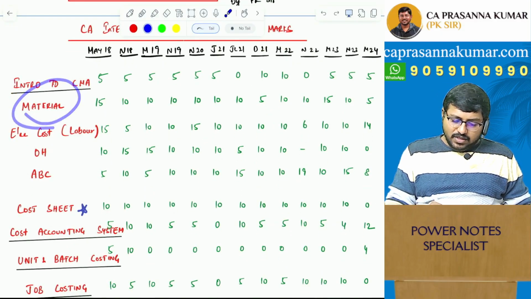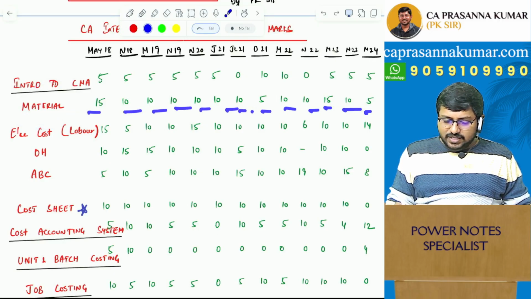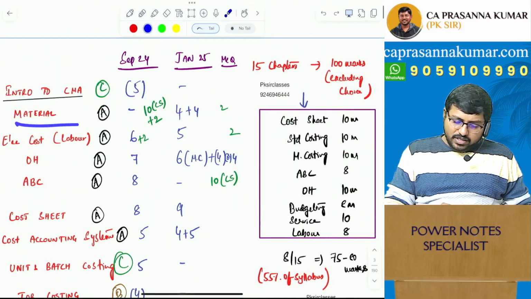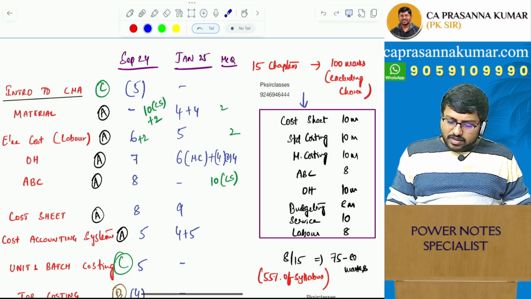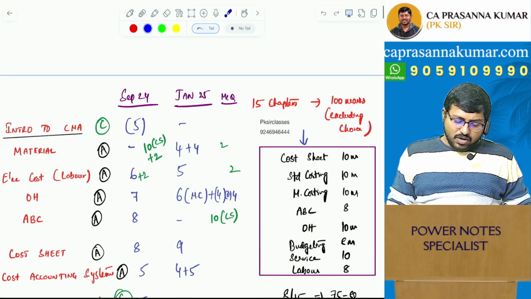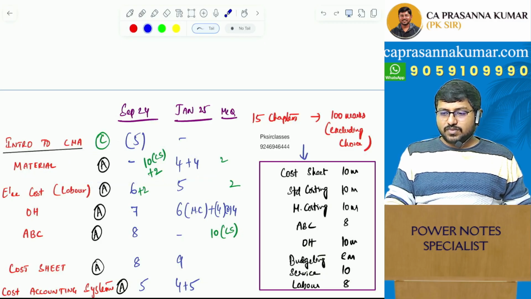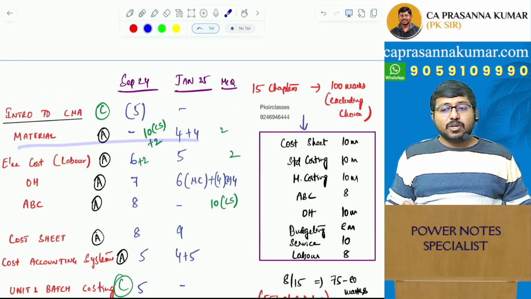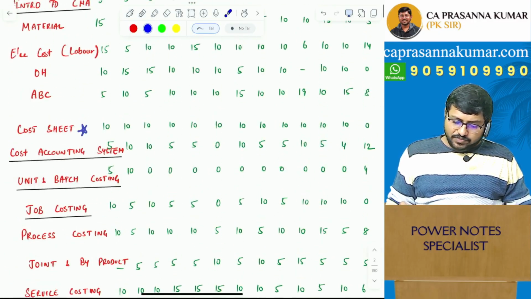Next, material. Of course, a very important chapter: 15, 10, 10, 10, 10, 10, 10, 5, 10, 10, 15, 10, 5, on an average 10 marks. Here, even in September 24, it was a 10 marks case scenario plus 2 marks over here, so totally around 12, and I think 10 marks in Jan 25. So on an average you have the material chapter for 10 marks. You got the point, right? So definitely this belongs to which category? A category. So material belongs to A category. A category means in any case you should not miss it. That's for sure. Now moving on to the next one.